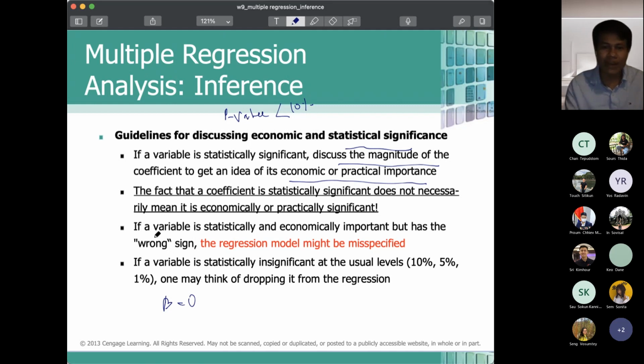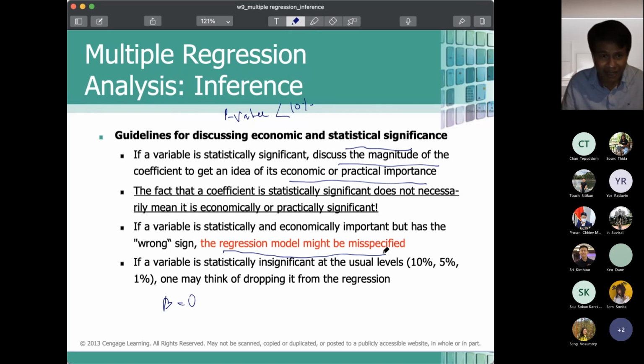All right. So if variable is statistically or economically important, but has wrong sign, all right. For instance, you found that education has negative effect on wage. Then it may be the case that the regression model misspecified. When we say misspecify here, probably you omitted some variable, or probably you include irrelevant variable. So, guys, to obtain a good regression result is not easy. You have to double check every variable that you include.